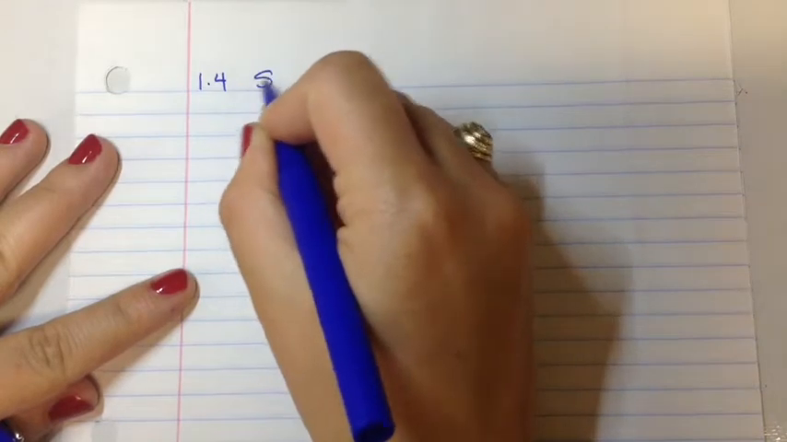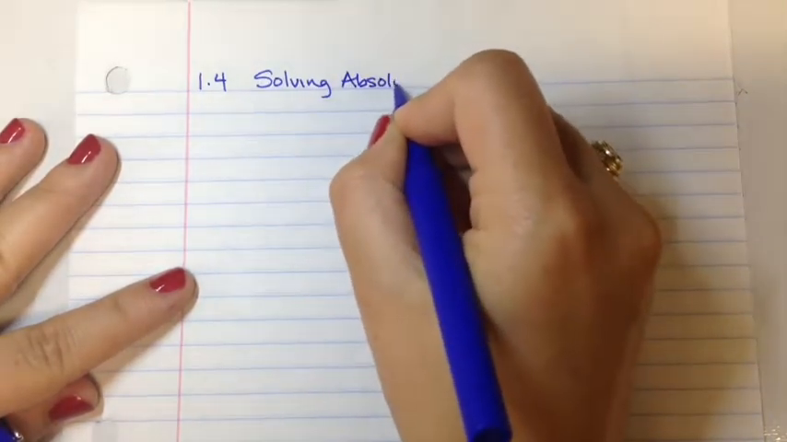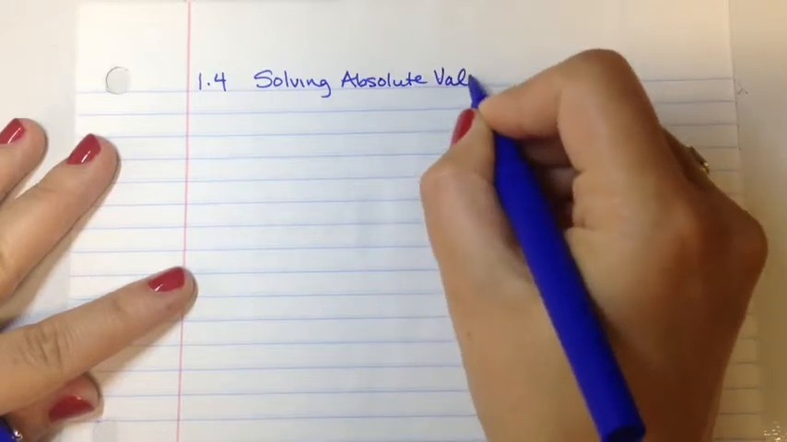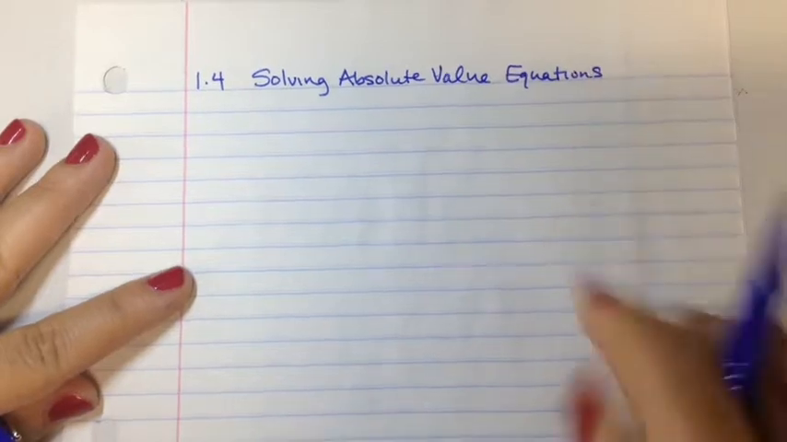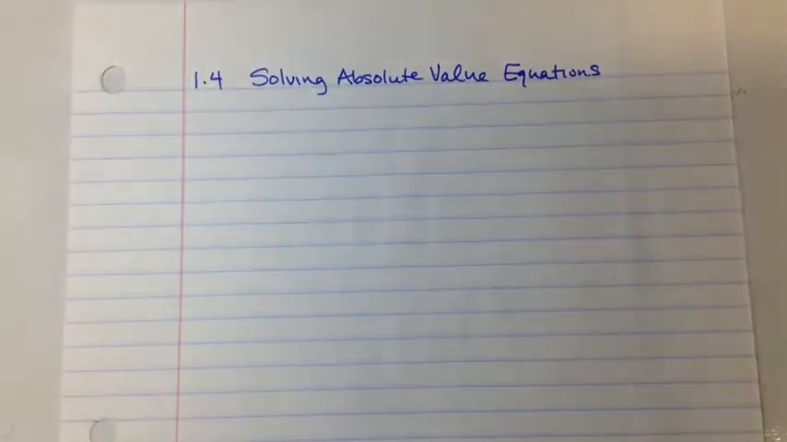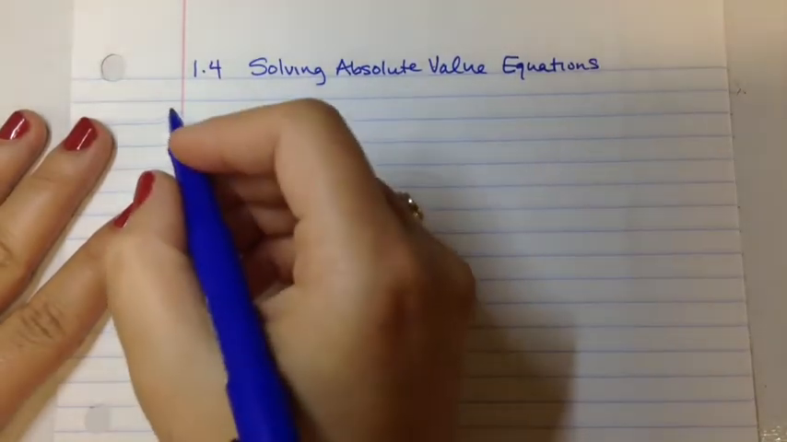Section 1.4 covers solving absolute value equations. So we've graphed them, we've transformed them, and now we're going to learn how to solve these absolute value equations. There are properties of absolute values that we need to know about before we can get started.